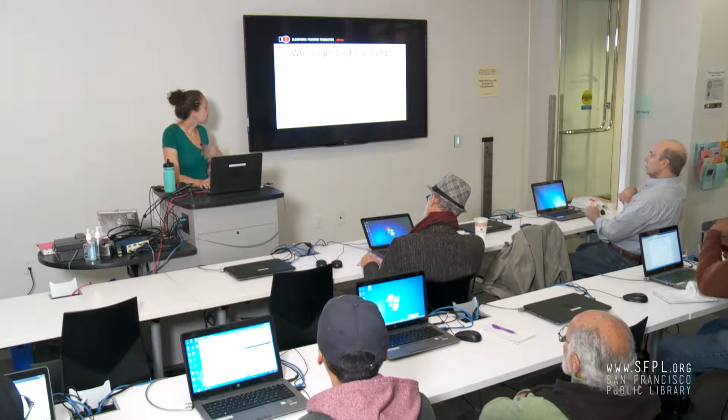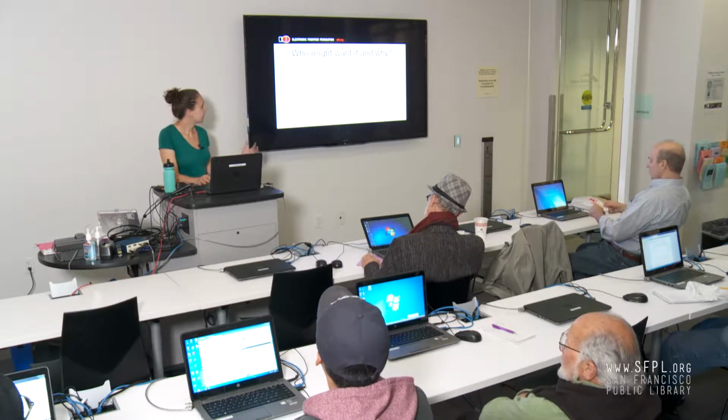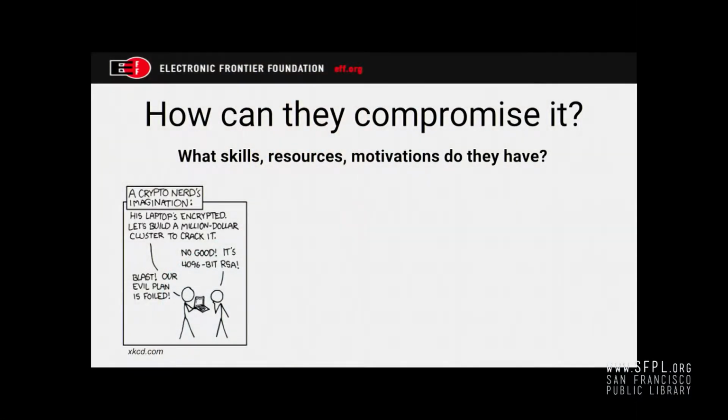So having thought about the range of people or entities in your life who might want certain information, you can ask more about them. What skills or resources or motivations do they have? What are you thinking about defending against? And there's a comic here talking about, in a cryptography nerd and a security nerd's imagination, maybe you have these two government agents trying to get into someone's laptop and they find that it's encrypted, which means it's very secure, and they're going to use a $1 million supercomputer to crack it.